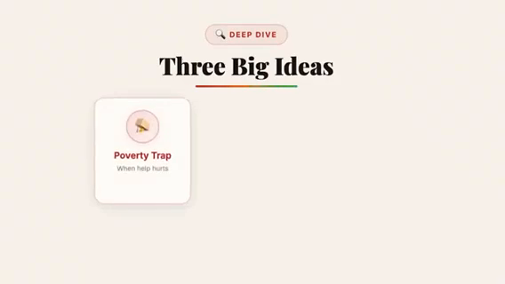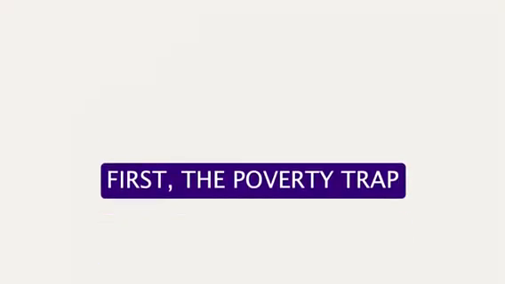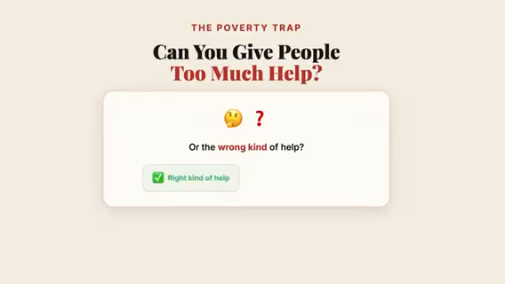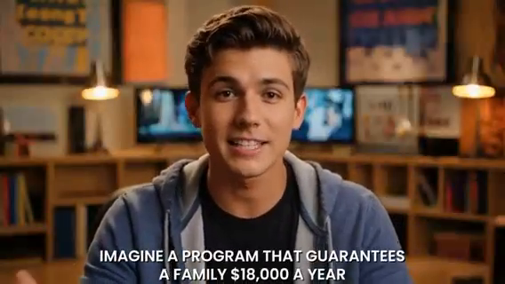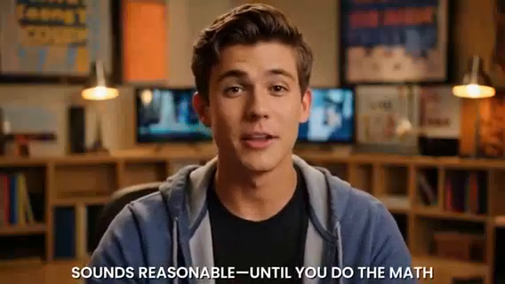Main points. Now let's dig into 3 big ideas: the poverty trap, the safety net, and how we measure inequality. First, the poverty trap. Here's a question. Can you give people too much help or the wrong kind of help? Imagine a program that guarantees a family $18,000 a year, but takes away $1 of benefits for every dollar earned. Sounds reasonable until you do the math.